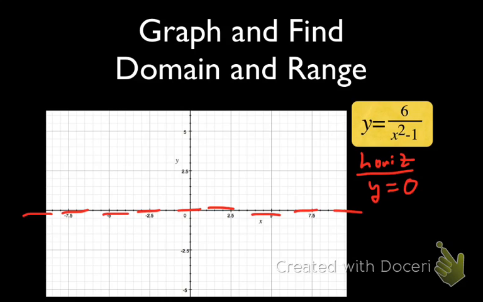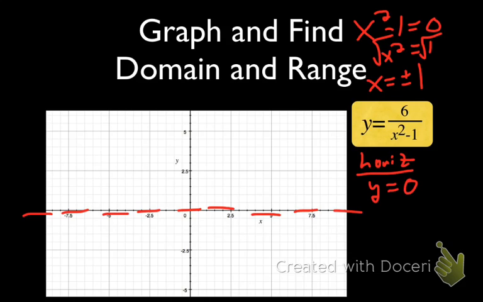When am I dividing by 0? Well, that's going to happen whenever x squared minus 1 equals 0. So I add 1 to both sides, I get x squared equals 1. And if I square root both sides, don't I have to take plus or minus, since I'm taking the square root of a variable? So I get x equals plus or minus 1. So there are 2 vertical asymptotes. One of them is at 1, and one's at negative 1.